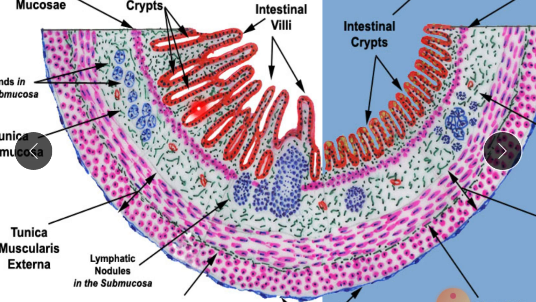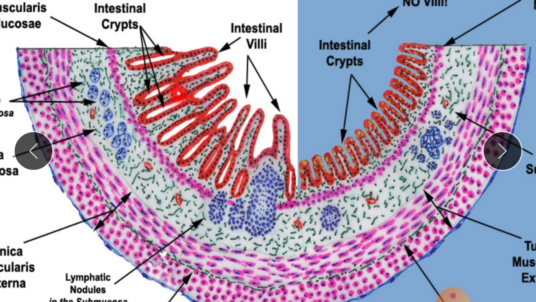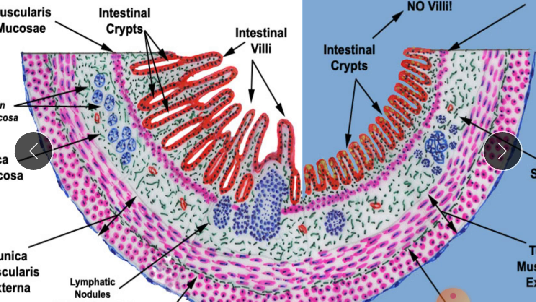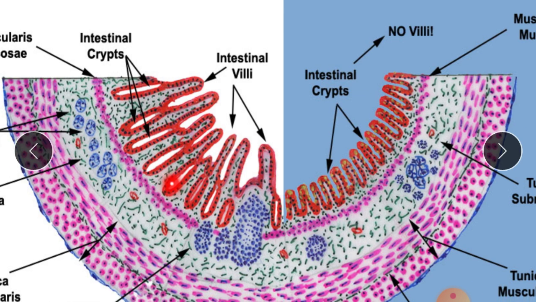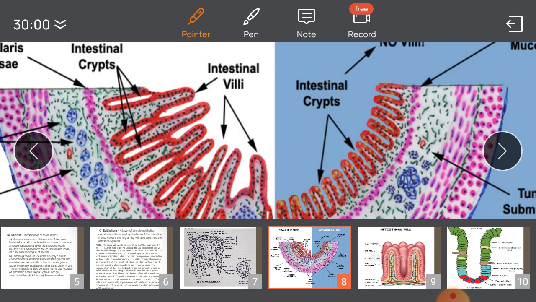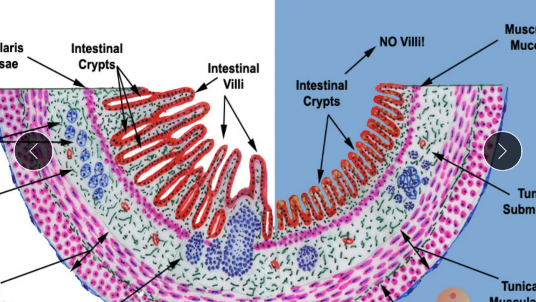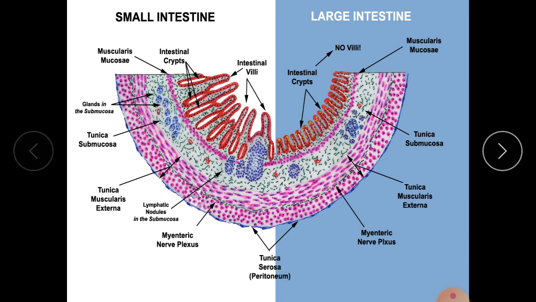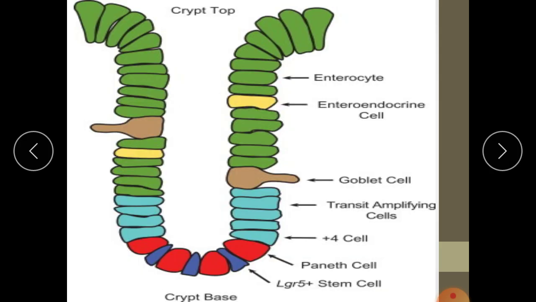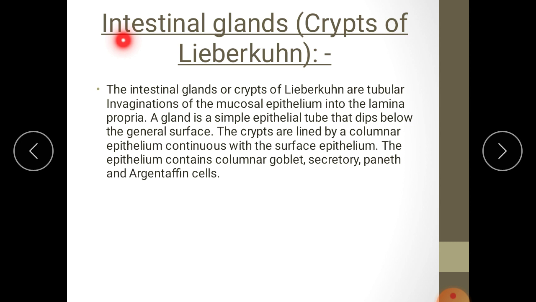So these are crypts of Lieberkühn. These are called crypts of Lieberkühn, which are ducts of the intestinal glands. They may extend up to the submucosa region. Next, intestinal glands, crypts of Lieberkühn. The intestinal glands or crypts of Lieberkühn are tubular invaginations of the mucosal epithelium into the lamina propria.